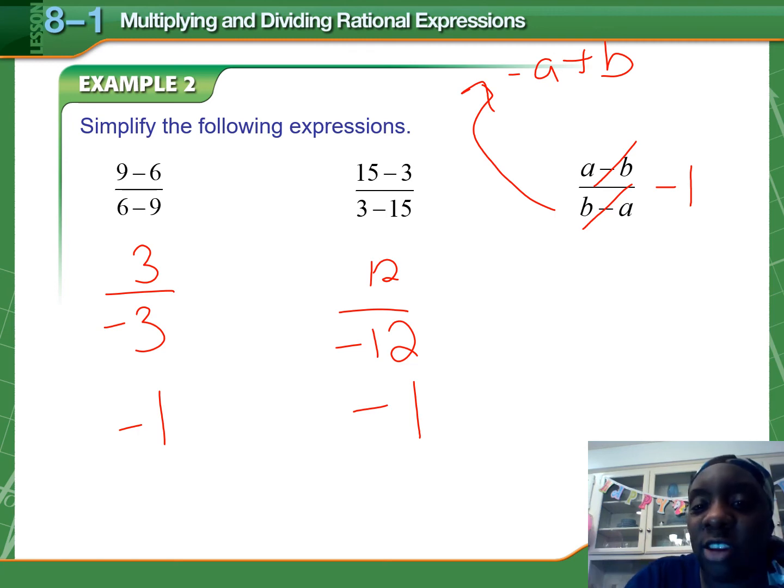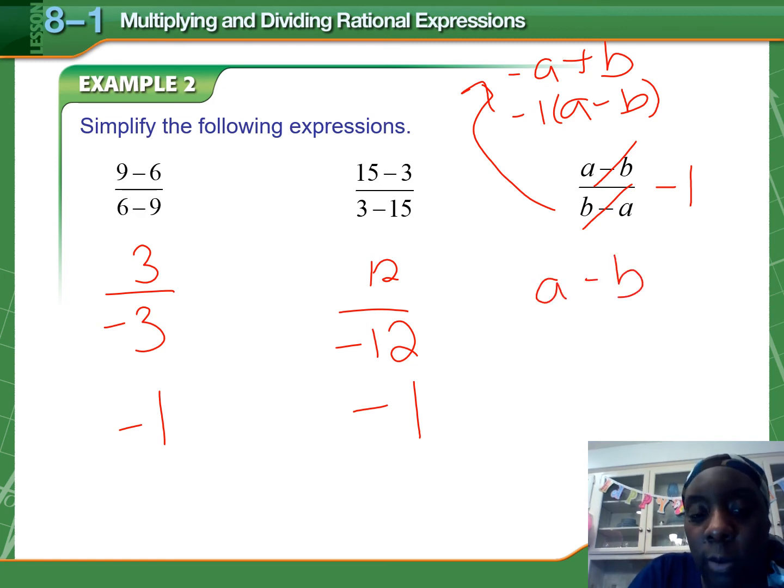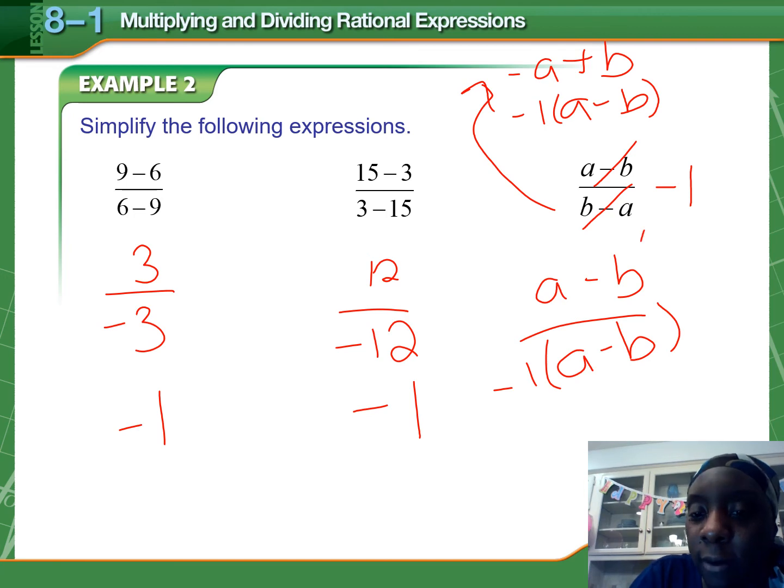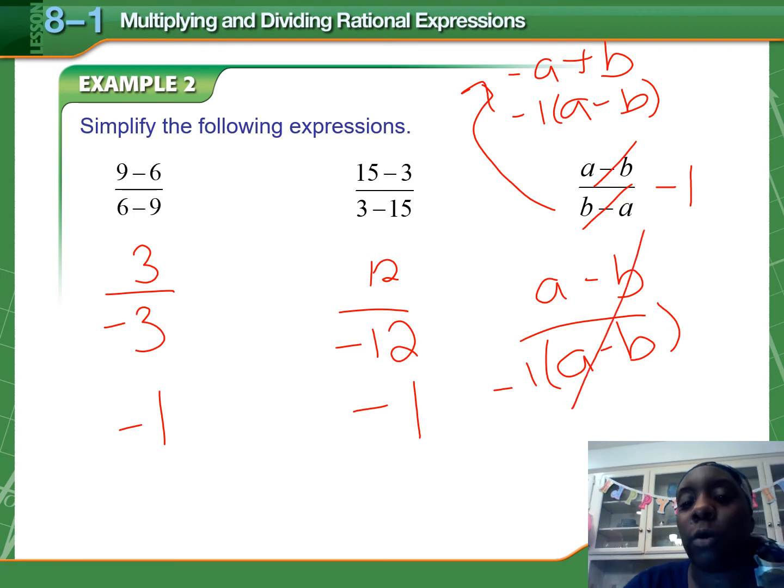Now let's factor out a negative 1 instead, so we can get that a positive, and look what happens. I can rewrite this problem as negative 1 times a minus b over a minus b. And what do you have? There's your negative 1. So that rule is if you have the same terms and the difference is multiplied by a negative 1, then you can still simplify it. Instead of 1, you just simplify it to a negative 1. So it makes it easier to do. You just have to recognize when you see it.